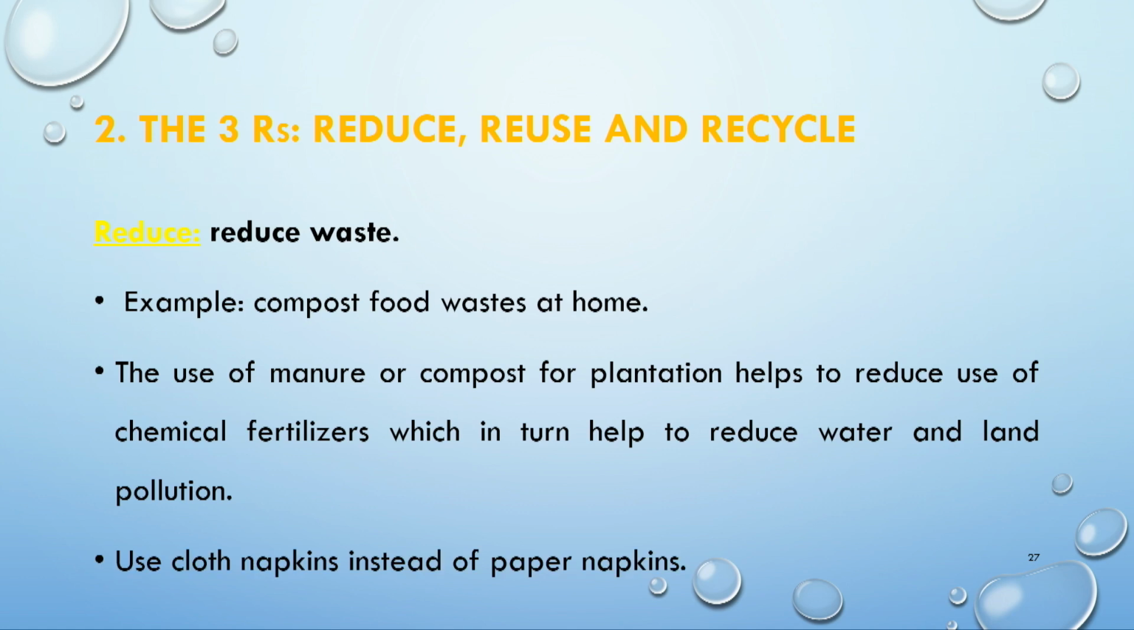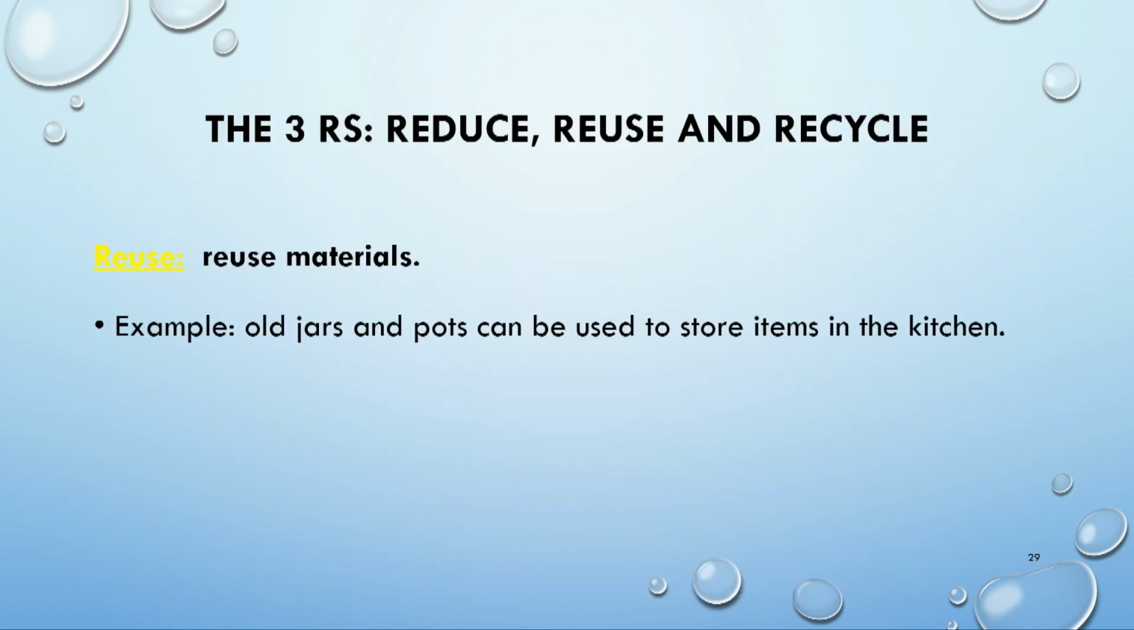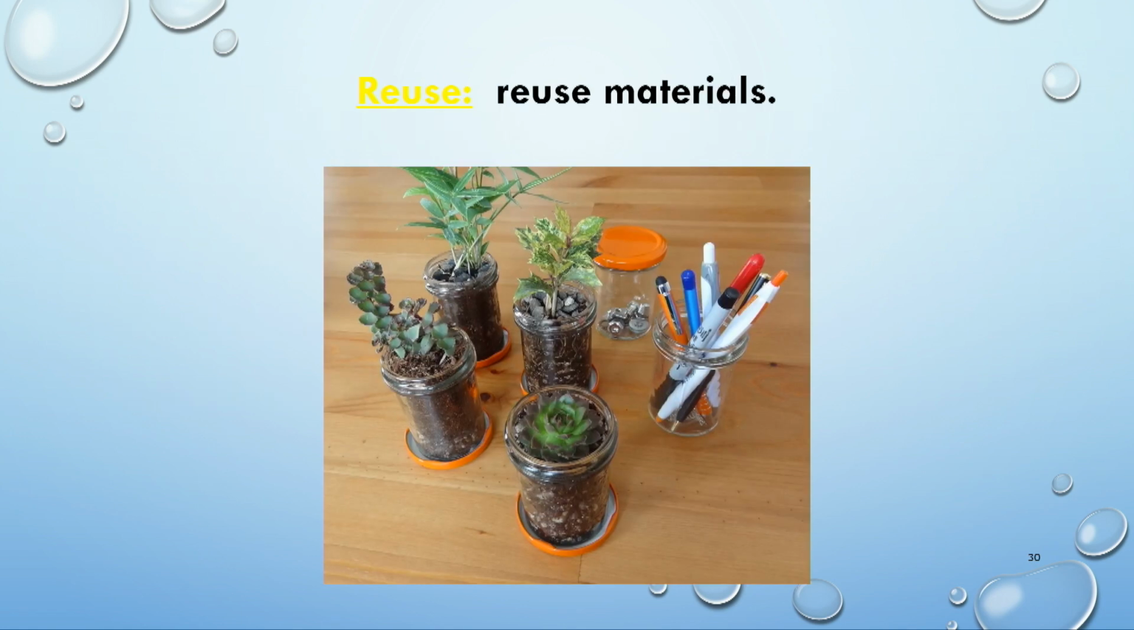Use cloth napkins instead of paper napkins. Example of compost food wastes at home. All jars and pots can be used to store items in the kitchen. Scrap fabrics can be used to make craft items.